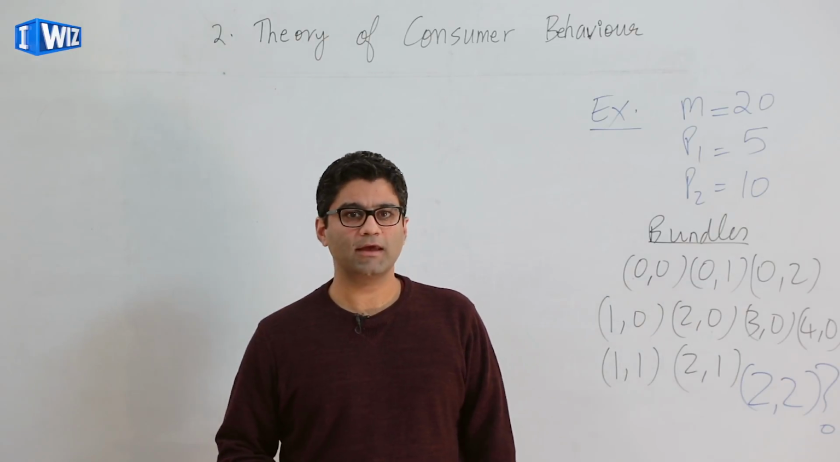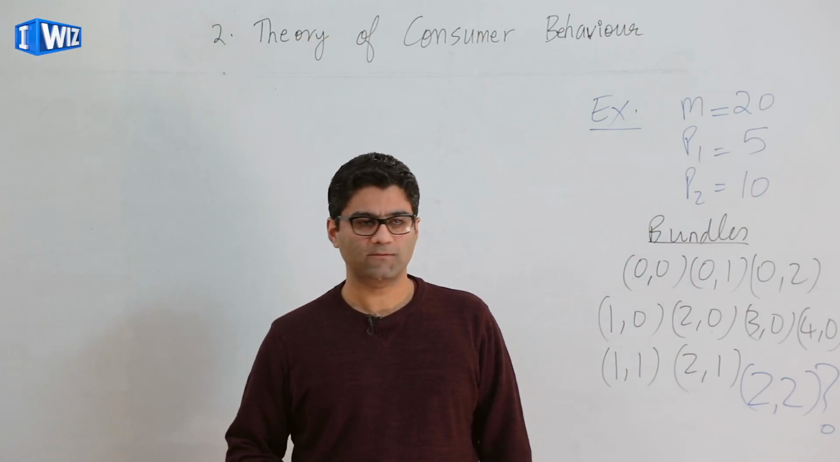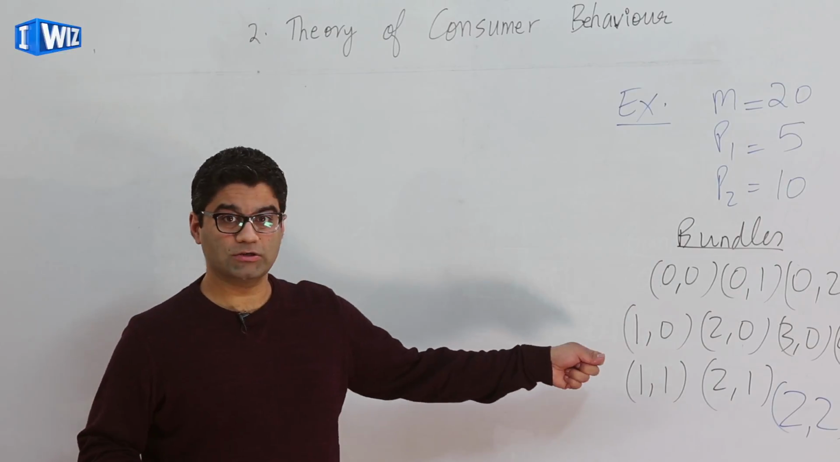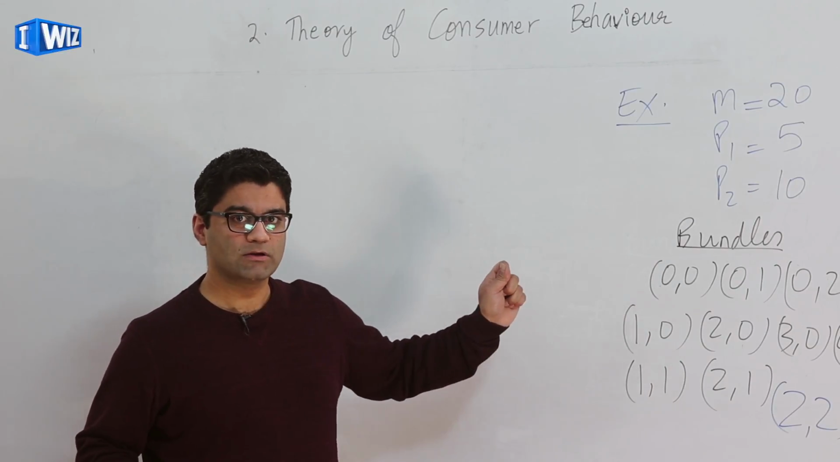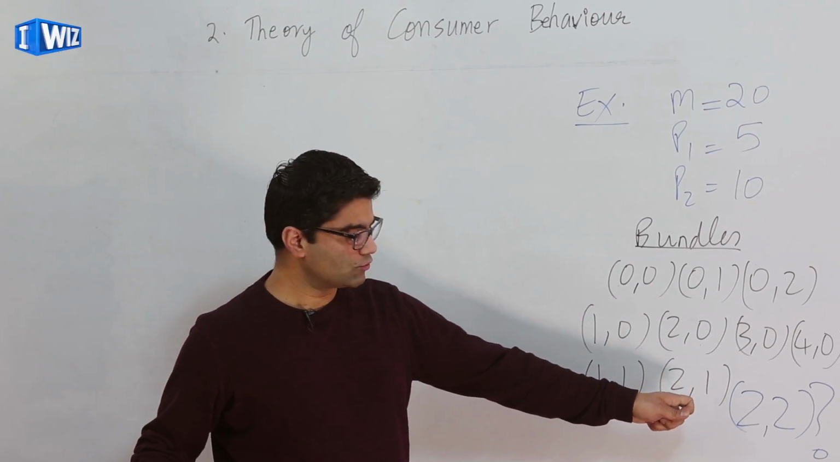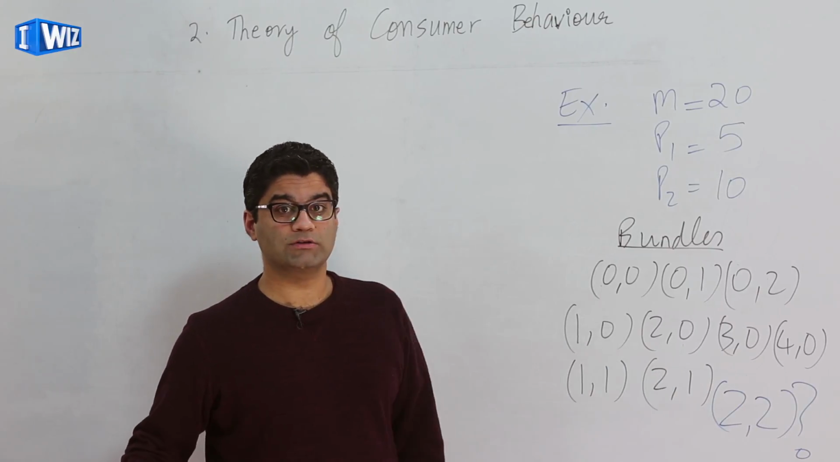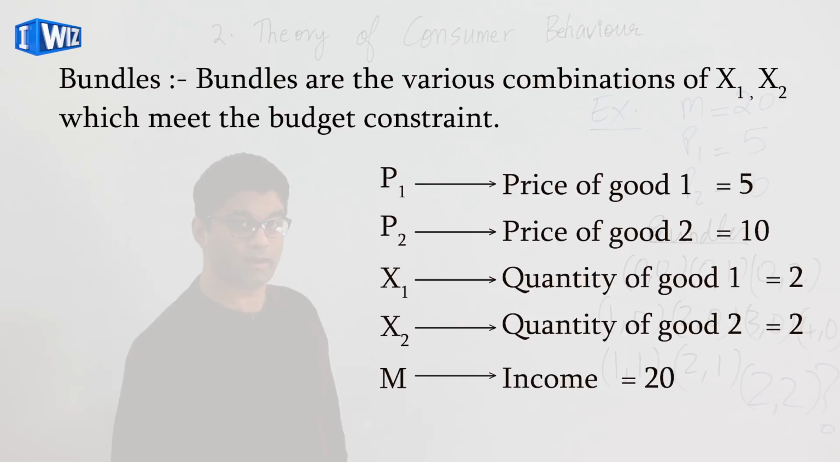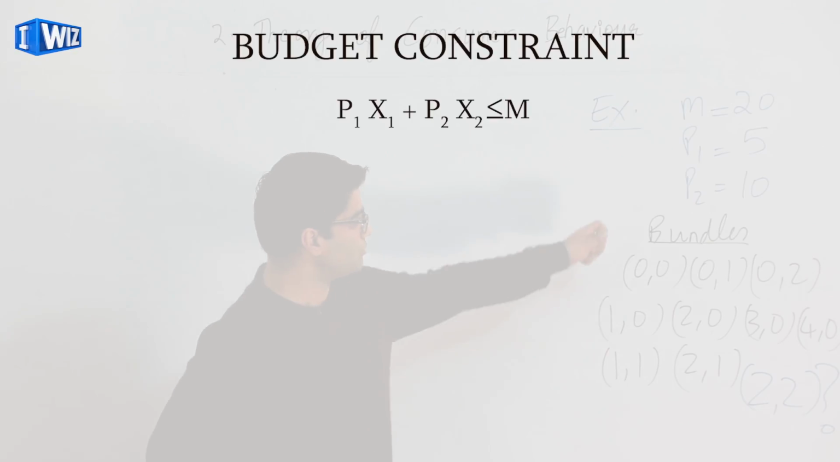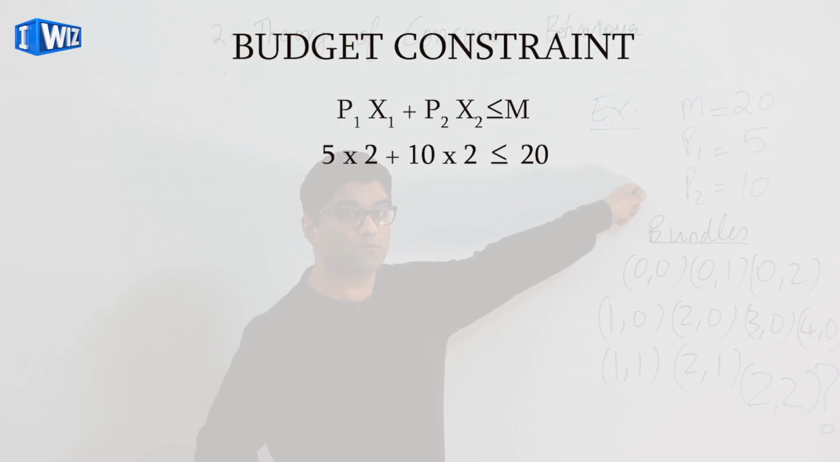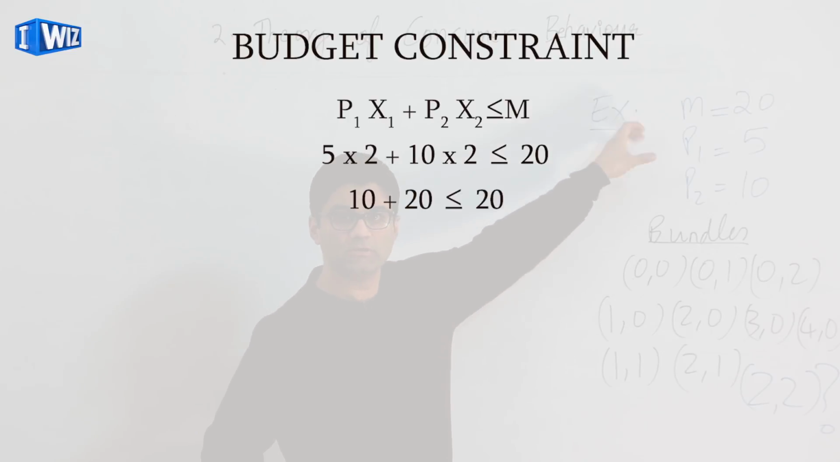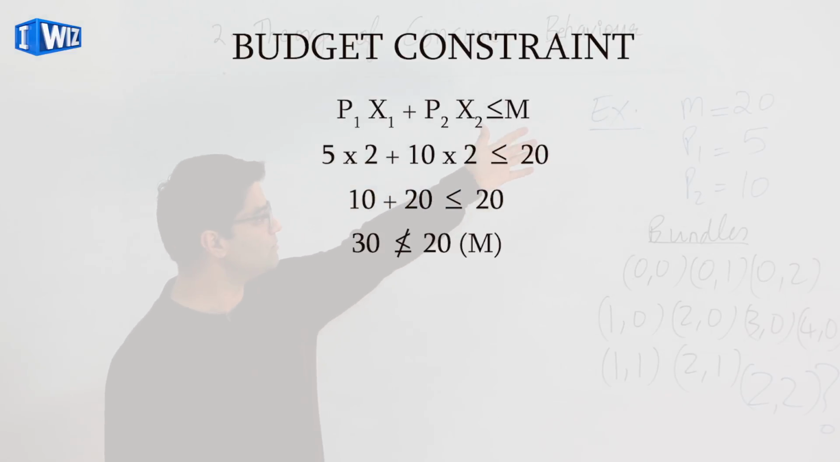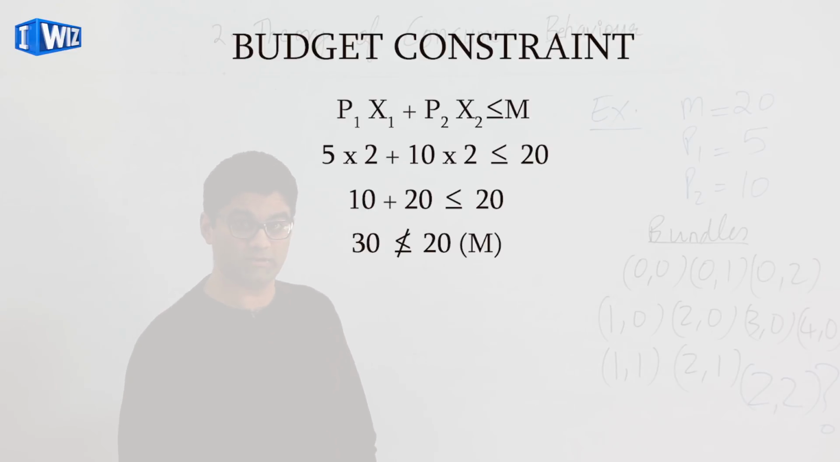This is Arjun Sondhi again, and we're going to continue where we stopped off last time with a question which was, given these parameters, could you or could you not afford to buy 2 units of good 1 and 2 units of good 2? So I'm sure you guys figured out the math here. The reason you cannot buy that combination is because if you buy 2 of good 2, that'll cost you 20 rupees, and if you buy 2 of good 1, that'll cost you 10 rupees. So the 2 of them exceeds your income of 20 rupees.